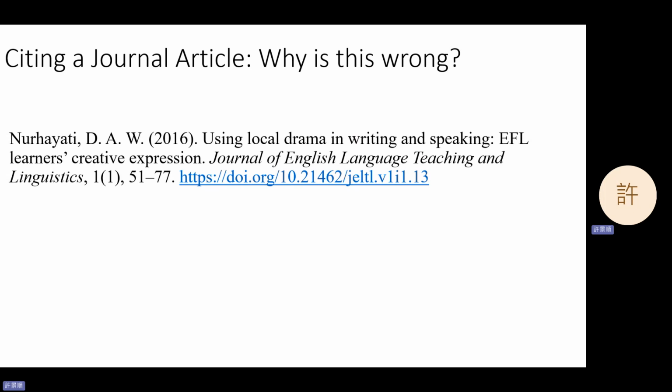Next, what's wrong with this one? See it? Here, right? The volume number. And the comma. Don't forget this comma. The comma and the volume number should be italicized. Next, on this one. The page range, right? This should not be a hyphen. This should be an en dash.